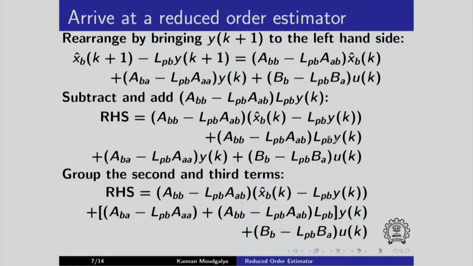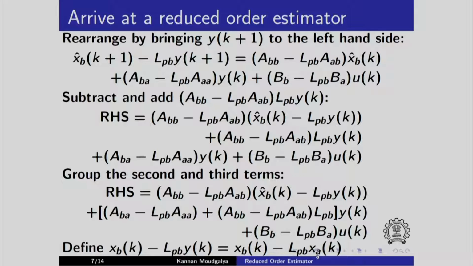So now notice I have XB hat minus LPBY on the left hand side, I also have it on the right hand side, except here it is a function of k, on the left hand side it is a function of k plus 1. So we will call this eta and then simplify. So let us define XB minus LPBY, here I am defining it without hat.